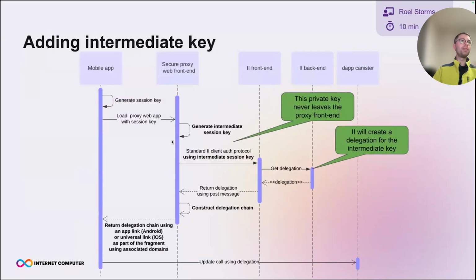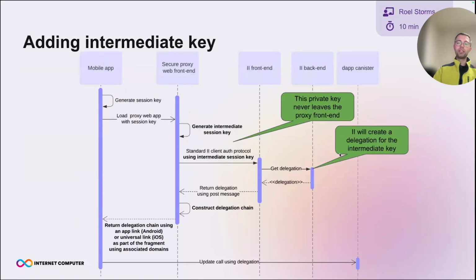Again, on our sequence diagram, the mobile application generates a session key, loads the proxy web app with that session key to initiate the II authentication flow. But instead of doing that directly, the proxy now generates its own key. And the proxy will initiate the II authentication flow using that intermediate key. The rest of it is standard II stuff. So a delegation gets generated.